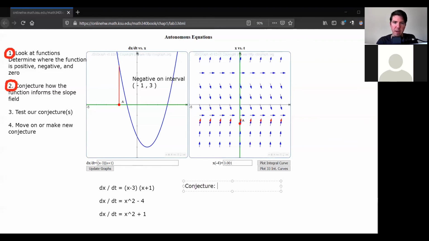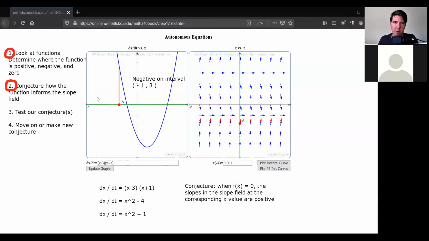So let's say I make the following conjecture. I conjecture that when f of x is equal to 0, the slopes in the slope field at the corresponding x values are, let's say, positive. Say I make this conjecture. There's actually a few problems with it.